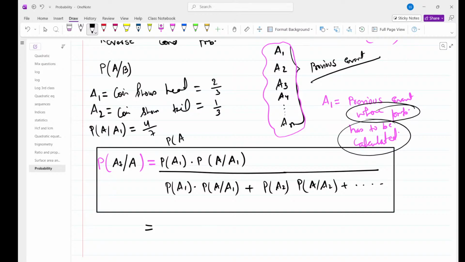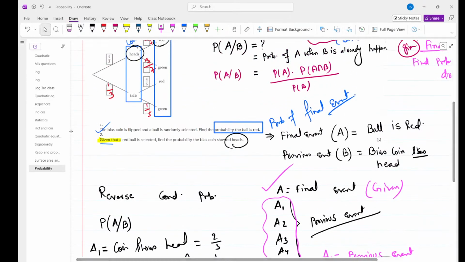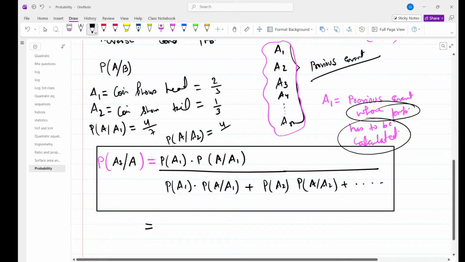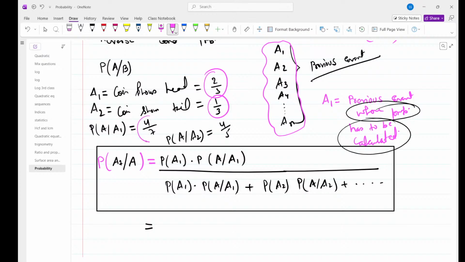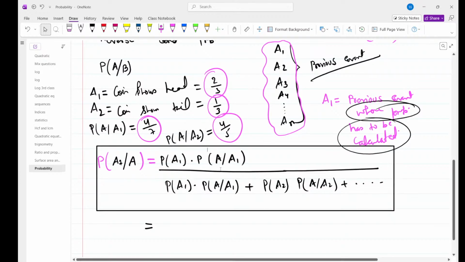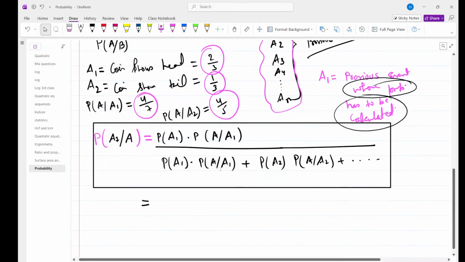Similarly, the probability of A when A2 has already happened. If you are going from the tail and red, it is 4 by 5. Correct? Now tell me which probability is not given. You were saying some of these are not given. Where are they not given? All these are given. Okay, please find it.